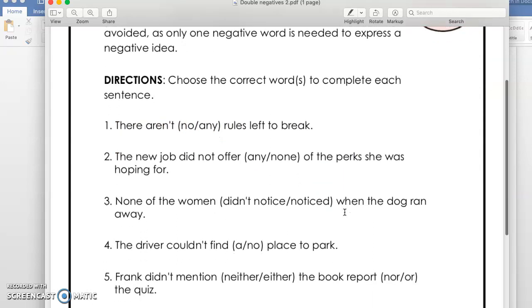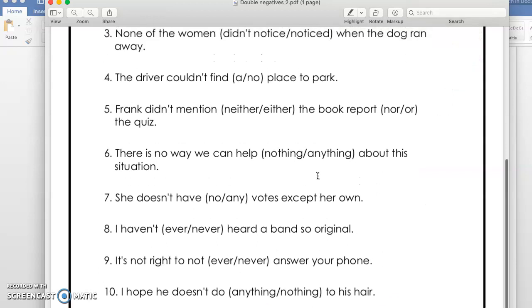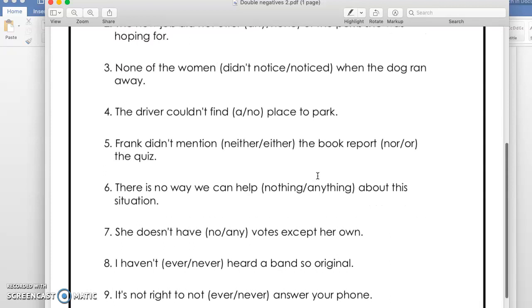Let's do one more. The new job did not offer any or none of the perks she was hoping for. We have the word not, so we cannot use none because none and not are both negatives. So we have to use any and say the new job did not offer any of the perks she was hoping for. So you're going to do the rest of the paper using only one negative word in a sentence.